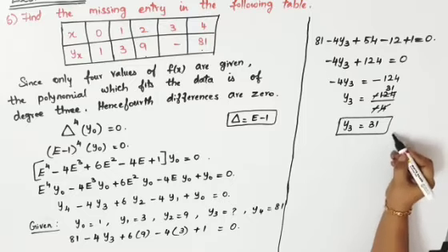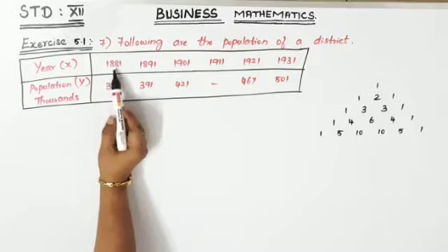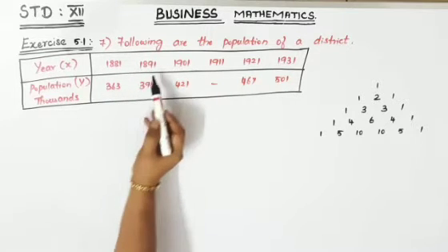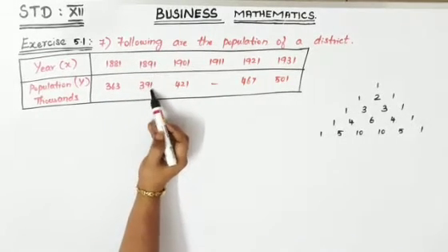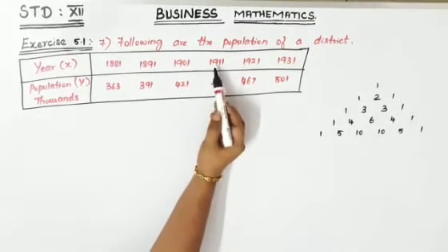Okay. So this is the answer for your 6th question. 7th question. Following are the population of a district and the year is given, the population in thousands it is given. Okay. So therefore the population in 1881 it is 363. 1891 it is 391. 1901 it is 421.